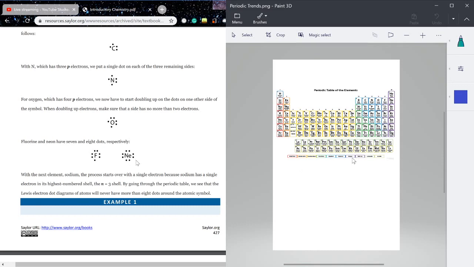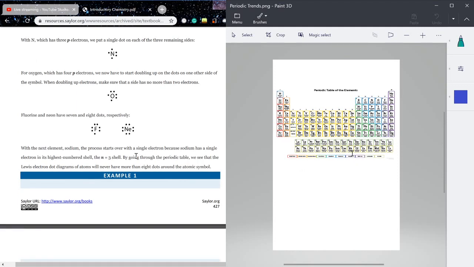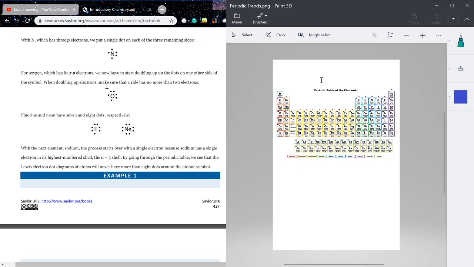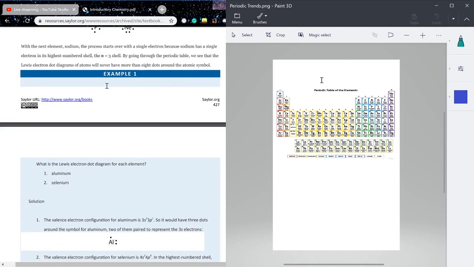So these are just some more electron diagrams. And as you see here, the Lewis diagram is made so that 8 electrons fill a shell. So you have 2 on each side and 4 sides, and you fill in the valence shell for at least the first 2 rows.